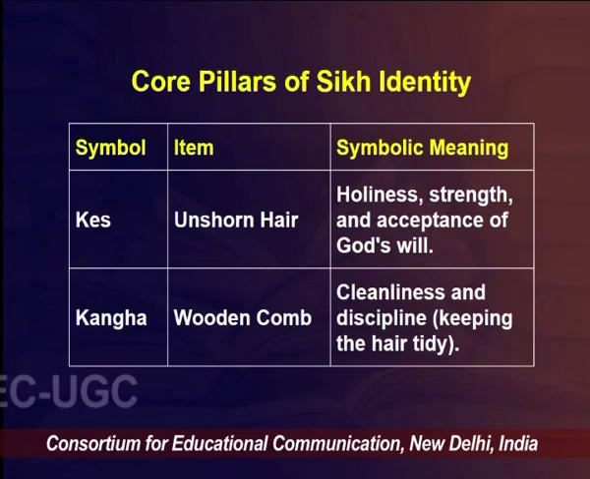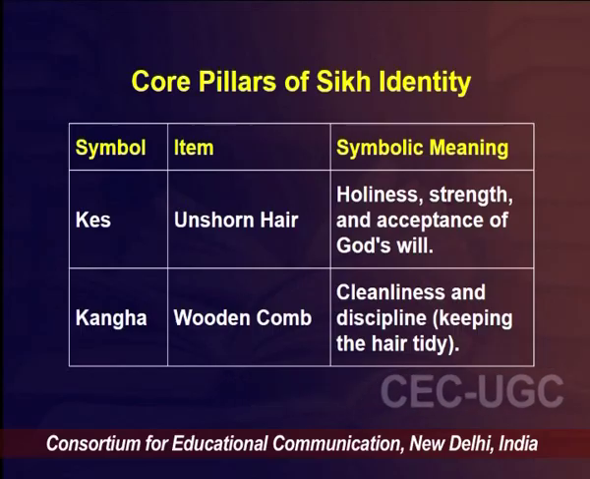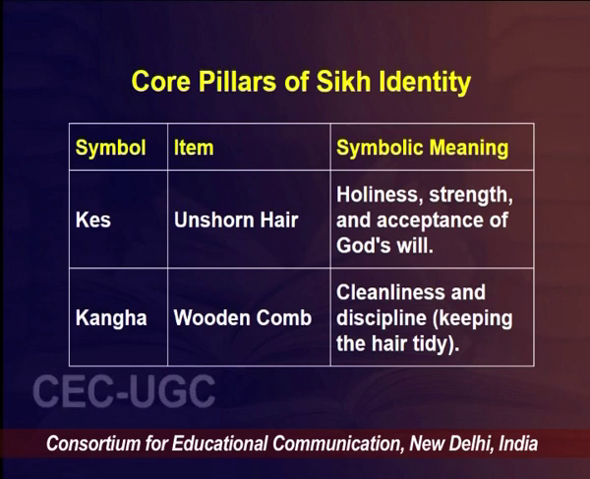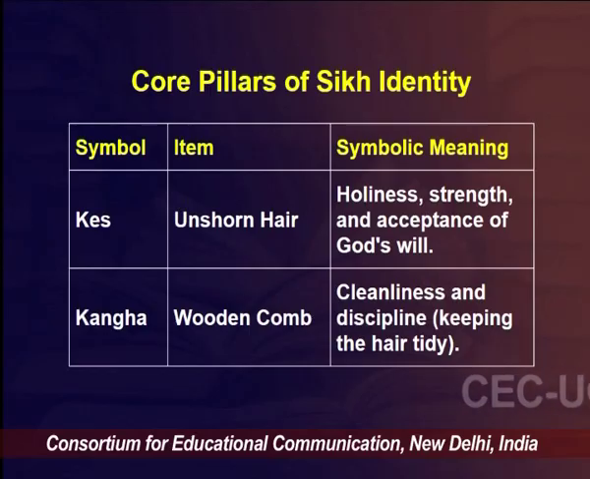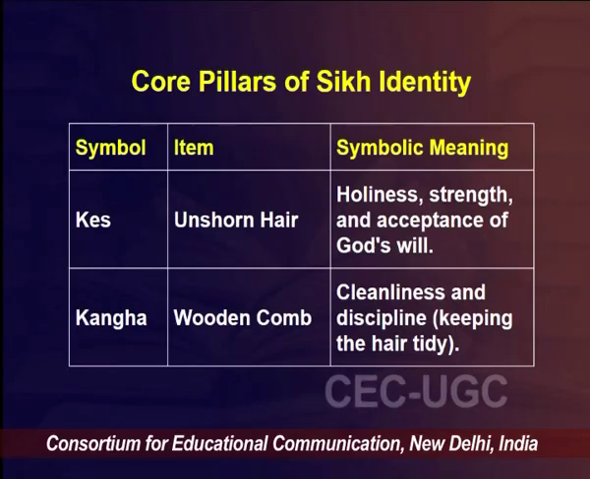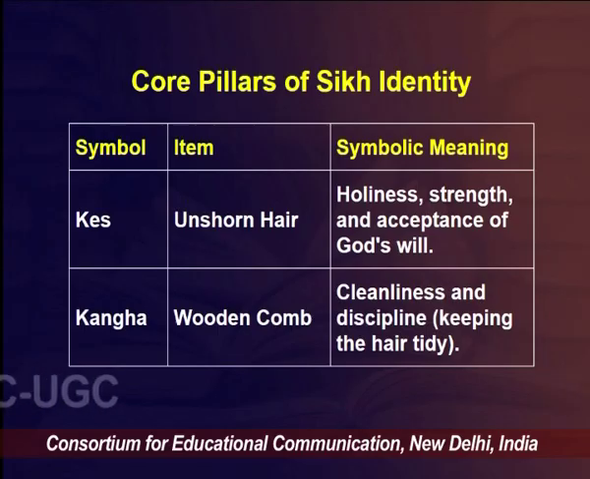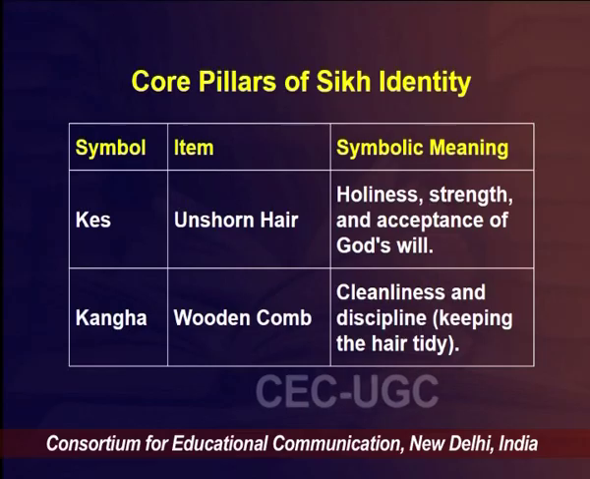So, let us look at the 5 Sikh Ks which are significant, which J.P.S. Uberoi uses to help us understand Sikhism from a sociological lens. The first is kesh, which we already understood, is the unshorn hair. And what is the symbolic meaning? It reflects holiness, strength and acceptance of God's will. The second is kanga, or the wooden comb. It represents cleanliness and discipline, keeping the hair tidy. So, you need to keep long hair, but it should be kept tidy, and that symbolically means that you need to take care of your health and hygiene.